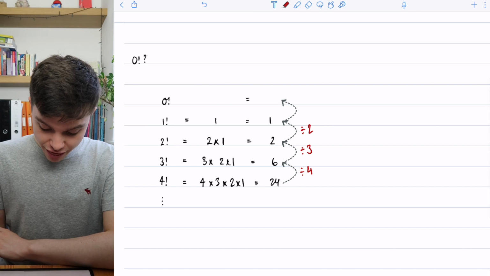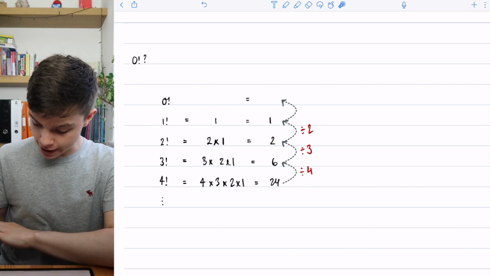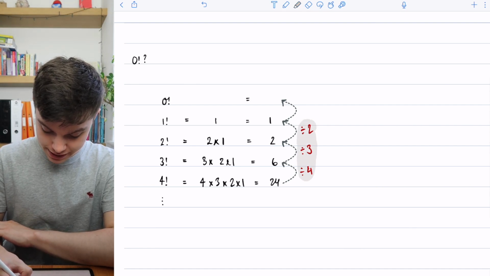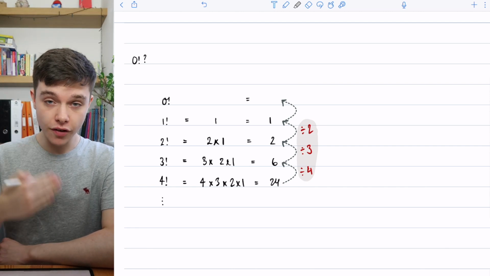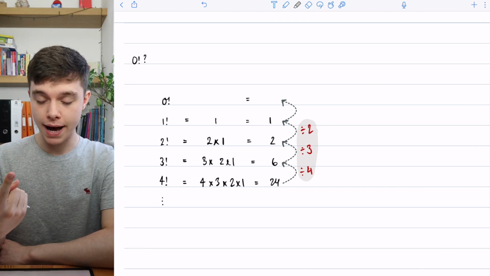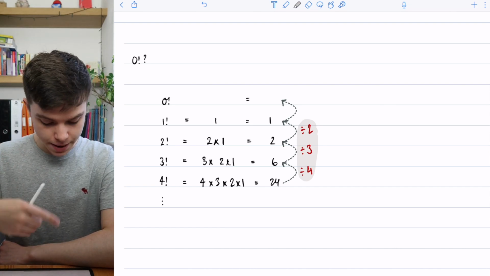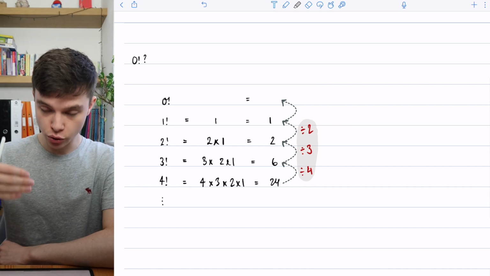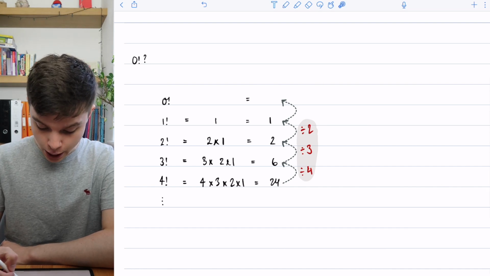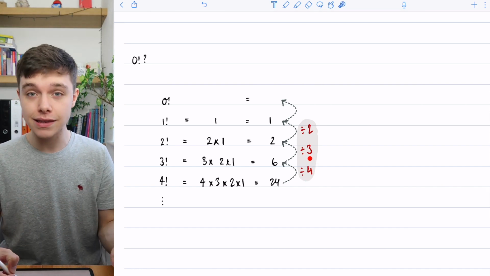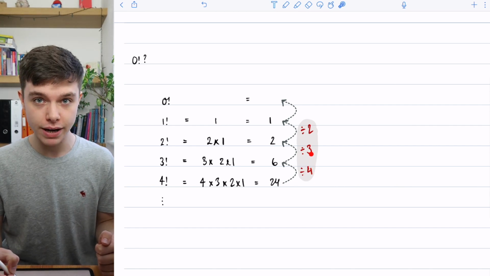Okay? And then, we don't know what 0 factorial is, but we can work it out by looking at these numbers here. This is what we divide by each time. To go from 4 factorial to 3 factorial, we divide by 4. To go from 3 factorial to 2 factorial, we divide by 3. 2 factorial to 1 factorial, we divide by 2. So really, each time we are dividing by the number that is 1 less than what we divided by previously. Here we divided by 4, so then we divide by 3, divide by 2.